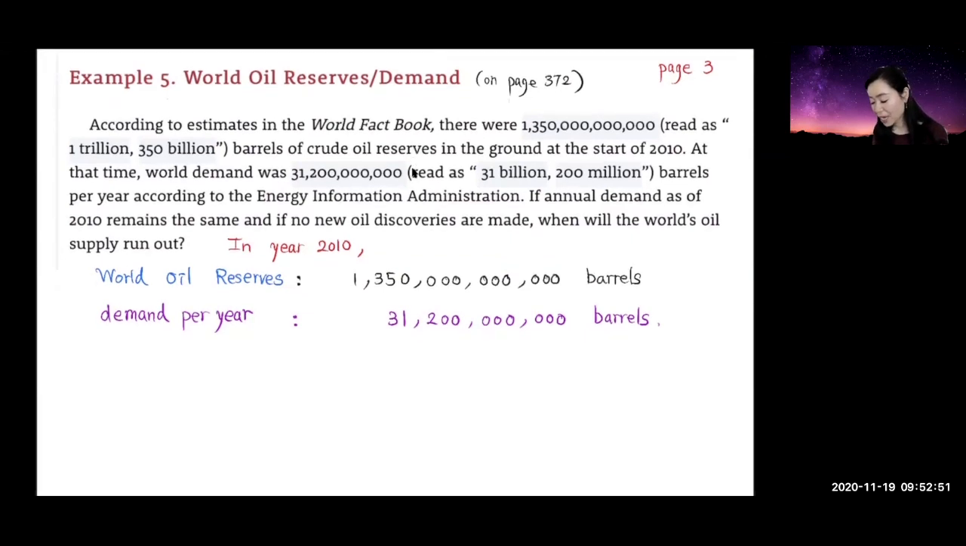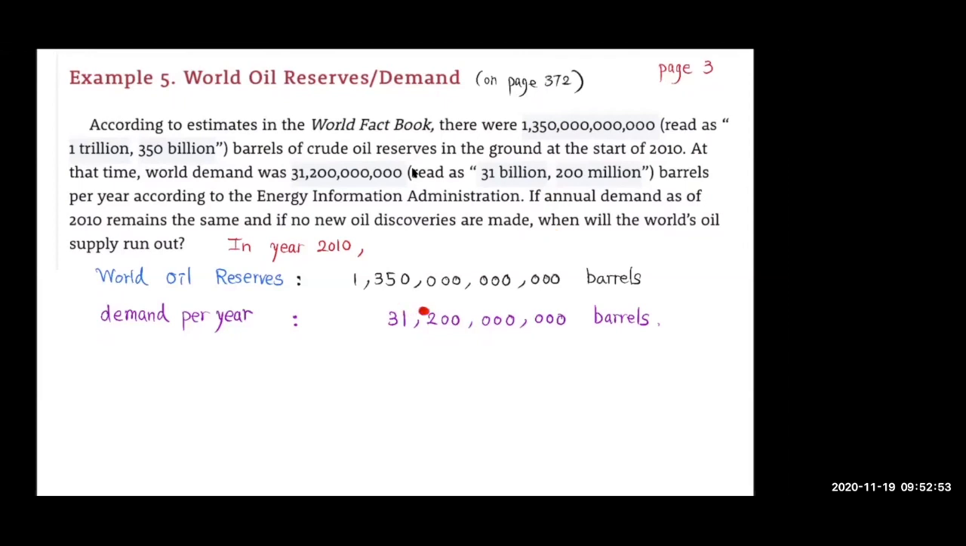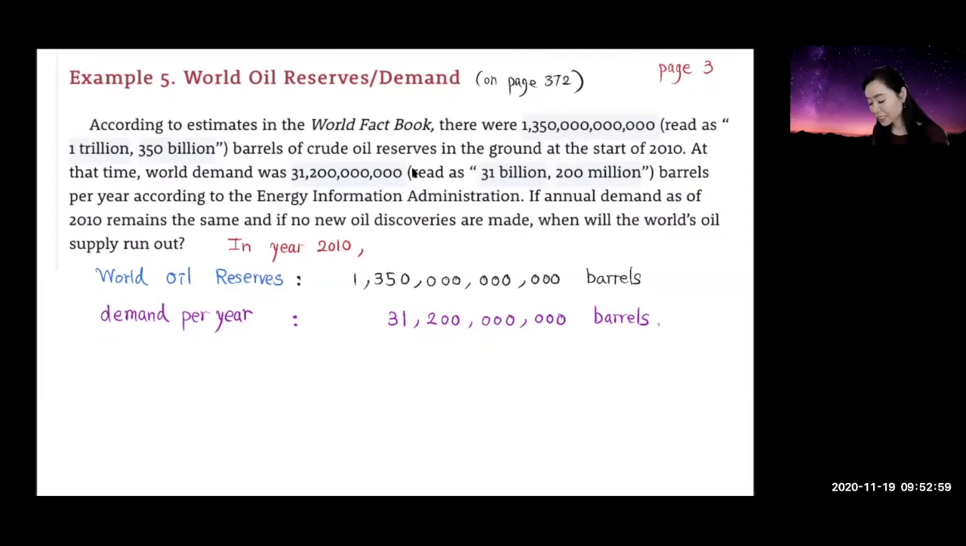So how can we find out? Think about the money that you have. Say this is how much money you have, and you spend this much every year. That's all the money you have, and you don't earn any new money. Then what should we do with these two numbers? Divide. Some people say subtract, some people say divide.